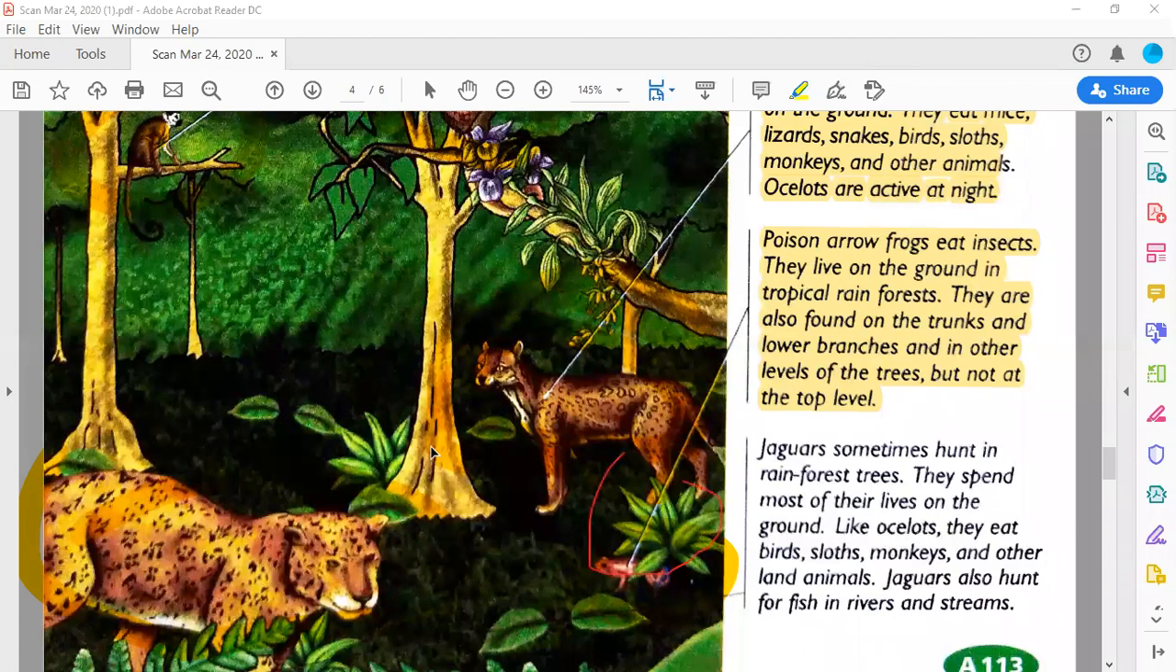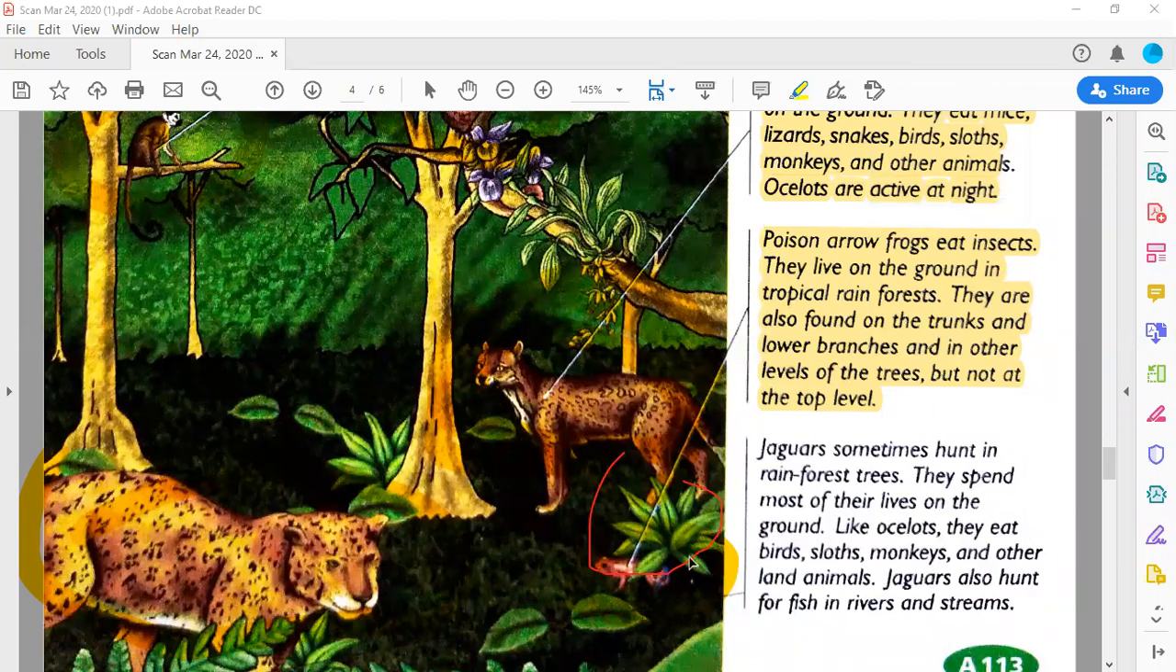Miss Serrano, go ahead and read Poison Arrow Frogs. Poison arrow frogs eat insects. They live on the ground in tropical rainforest. They are also found on the trunks and lower branches and in other levels of the trees, not at the top level. Thank you very much.